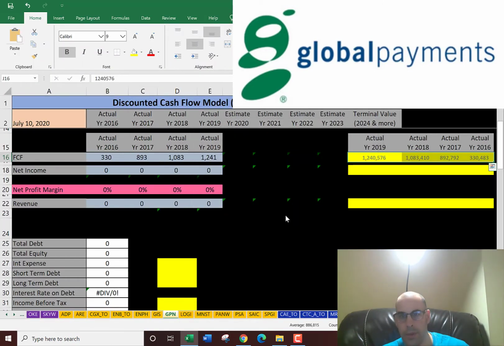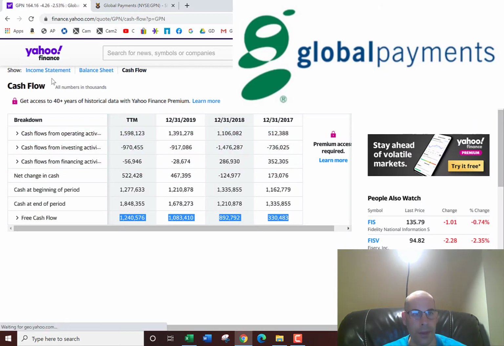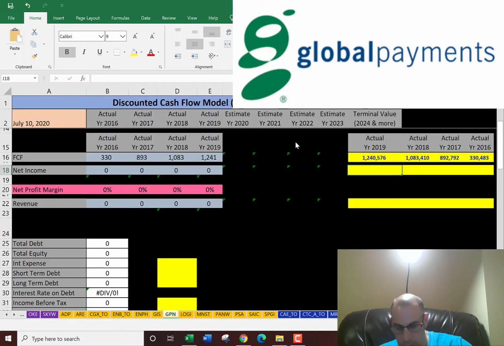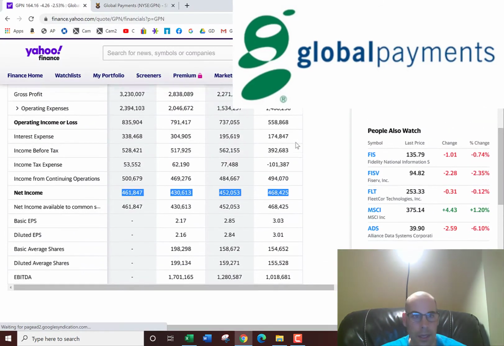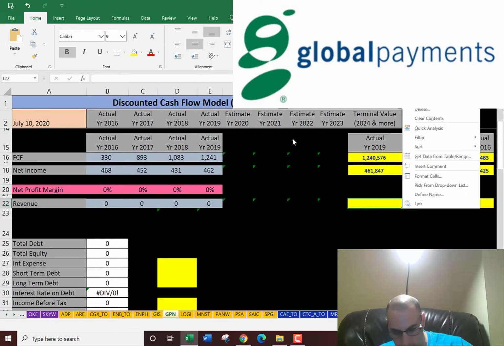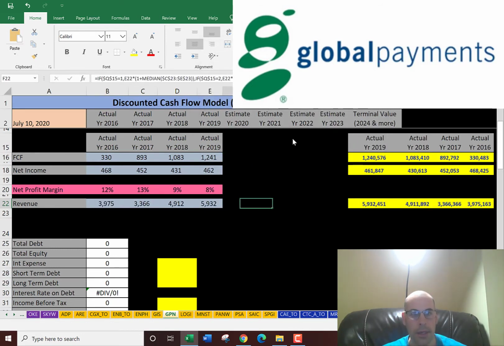And we could also pull the net income. And this is the profit and loss for the company. And that's on the income statement. And then I'm going to pull the revenue, which is just the sales. And that's also on the income statement. So let's look at the numbers.